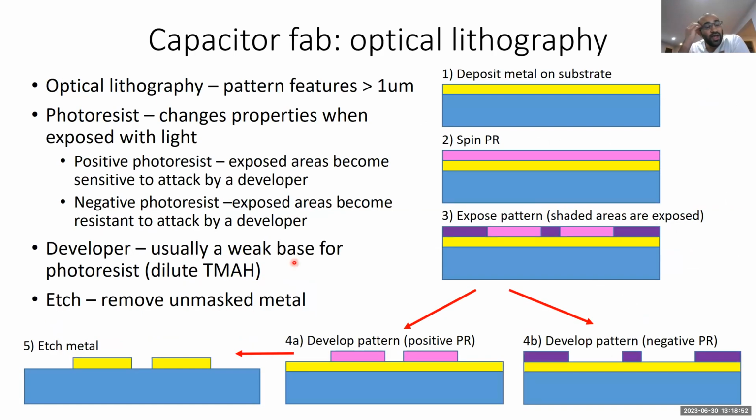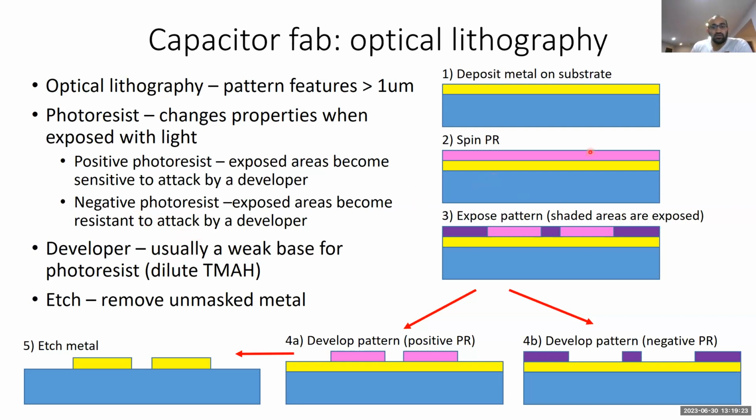Okay, so now that we've had our metal deposited, we can now do optical lithography to pattern the features. So we first coat the wafer with photoresist, which changes properties when exposed to light. And there are two types of photoresist. There's positive resist, where exposed areas become susceptible to attack by a developer. And then there is negative resist, where your exposed areas become resistant to attack.